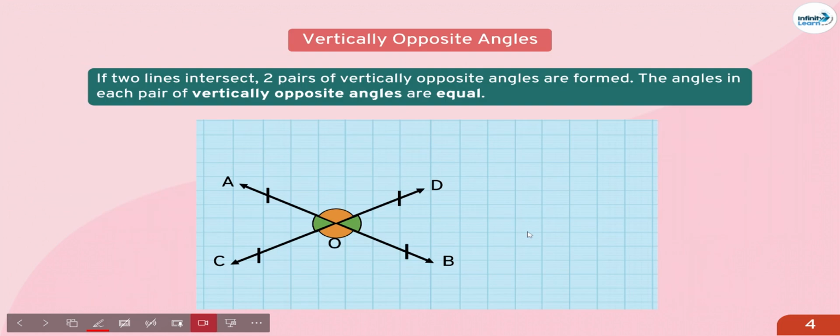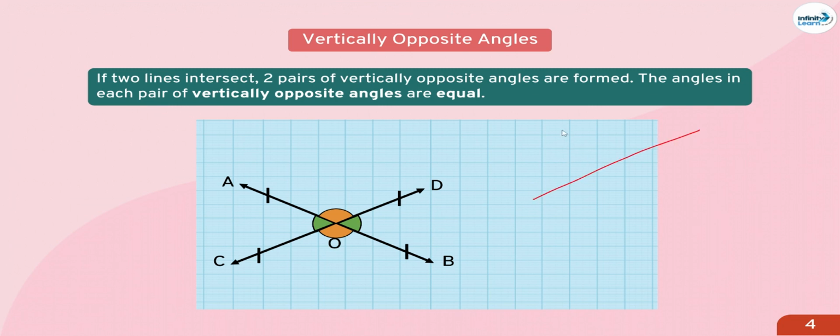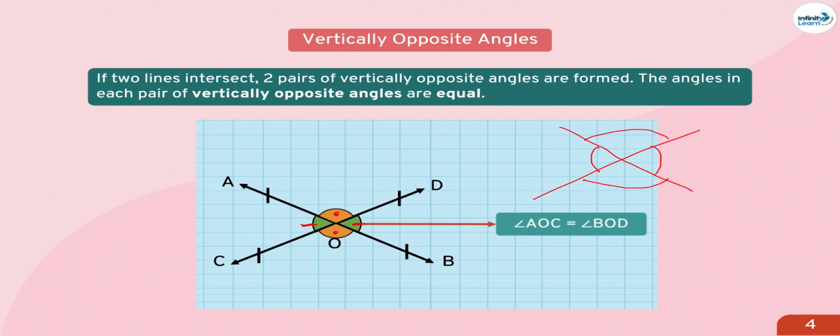Okay, fine. Now vertically opposite angles. If two lines intersect, two pairs of vertically opposite angles are formed. For example, this is line number 1, line number 2. Therefore two pairs: this is pair number 1 and this is pair number 2. These angles are equal, known as vertically opposite angles. This angle is equal to this angle and this angle is equal to this angle. So angle AOC is equal to angle BOD and angle AOD is equal to angle BOC. Clear to each and everyone?